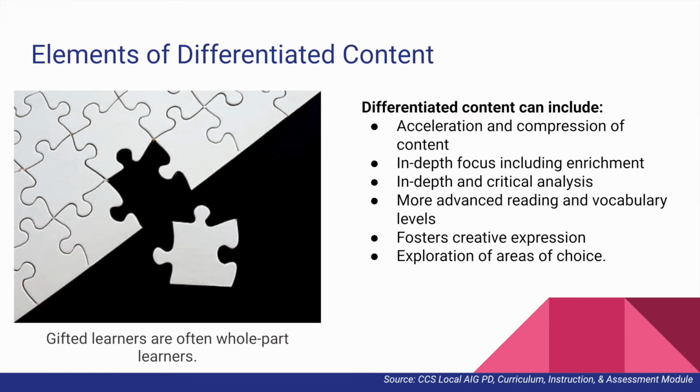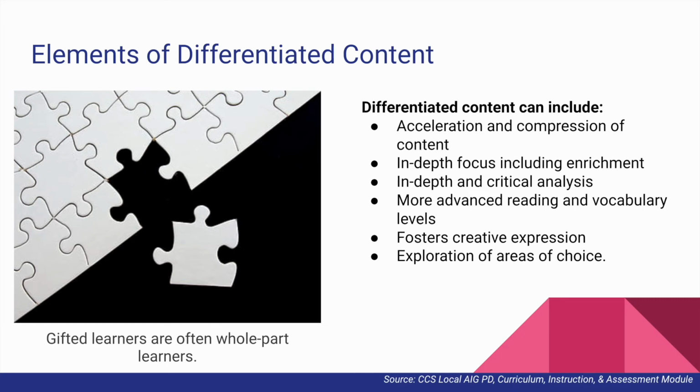The majority of gifted learners will be whole to part learners. This means that they will want to know the big concepts or themes first before considering the smaller components or examples of that theme. Differentiating the content for gifted learners often includes acceleration and often includes compression of content. Gifted learners can often handle a faster pace of instruction, which means they can learn more in a shorter period of time. Students also should be allowed to move on once they demonstrate mastery of a particular concept.